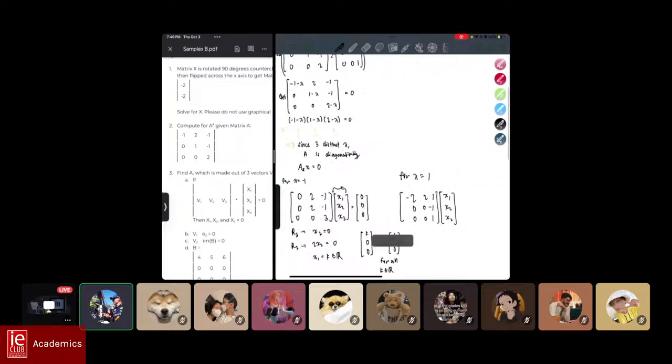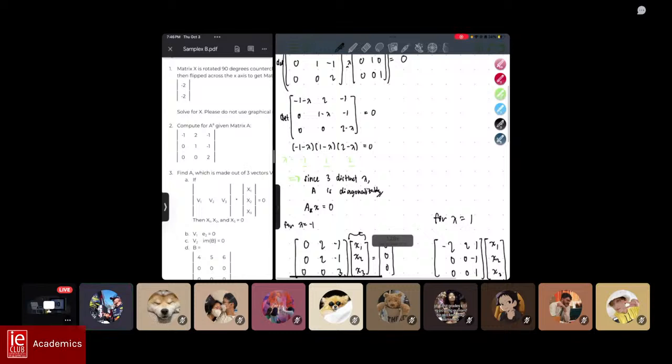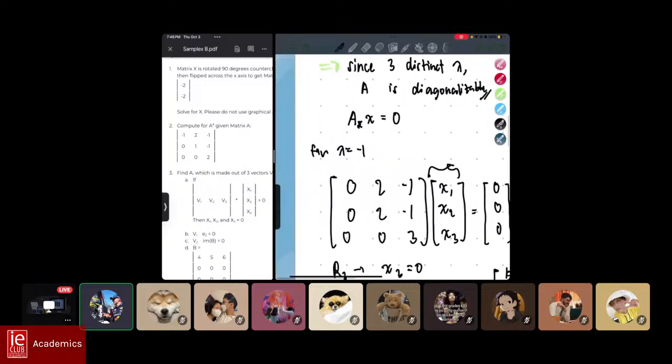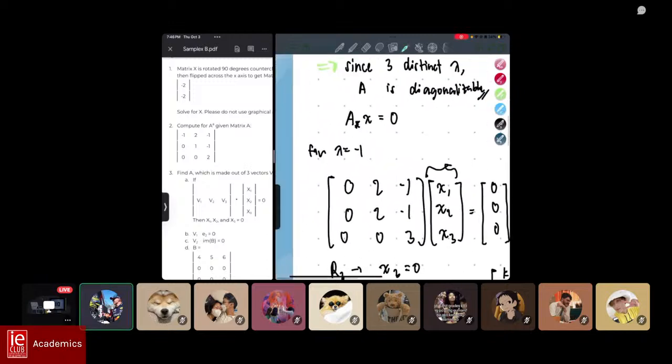So now we have this. Where did this come from? We plugged in lambda equals 1 to this. So we plugged in lambda equals 1 to there, and then we got this. So now we can also just equate this to 0, again staying to our original form.